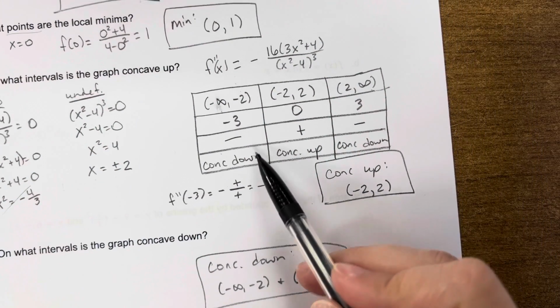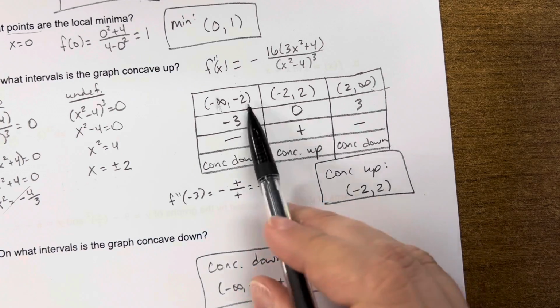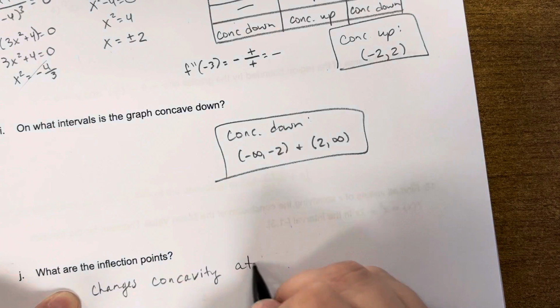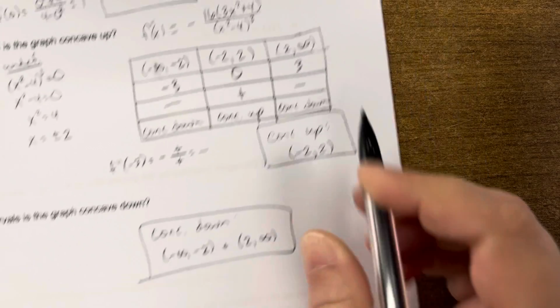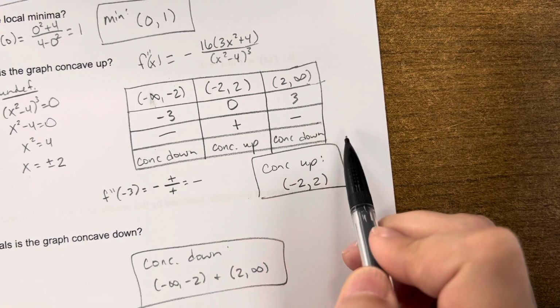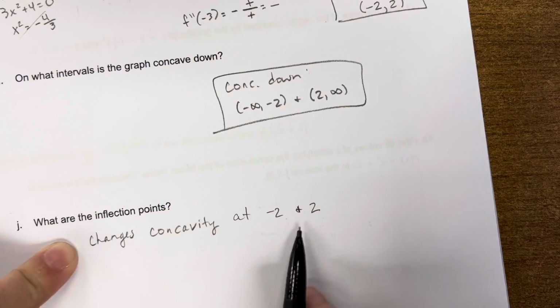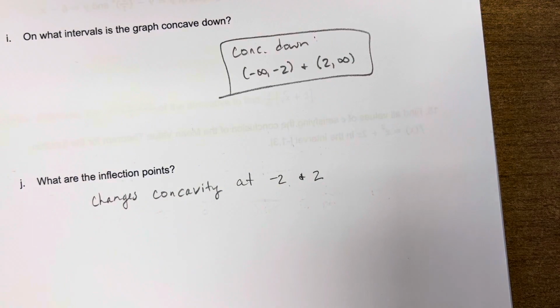It's changing concavity here, where it's going from concave down to concave up at -2. So that's happening at -2. It's also happening at +2. It's going from concave up to concave down. So that's happening at 2 also. So it's changing concavity at -2 and +2.